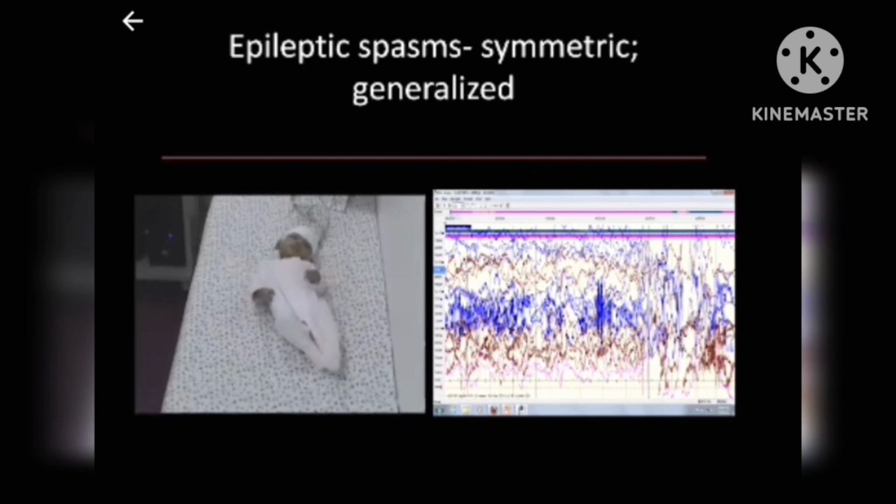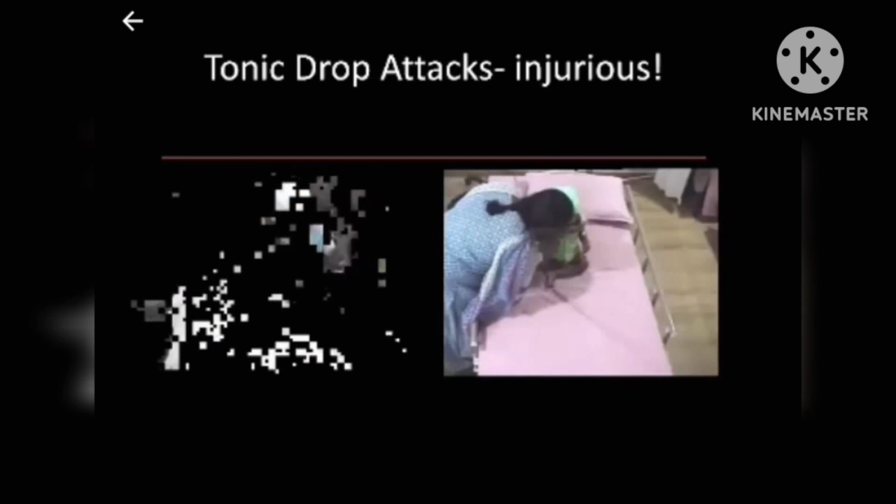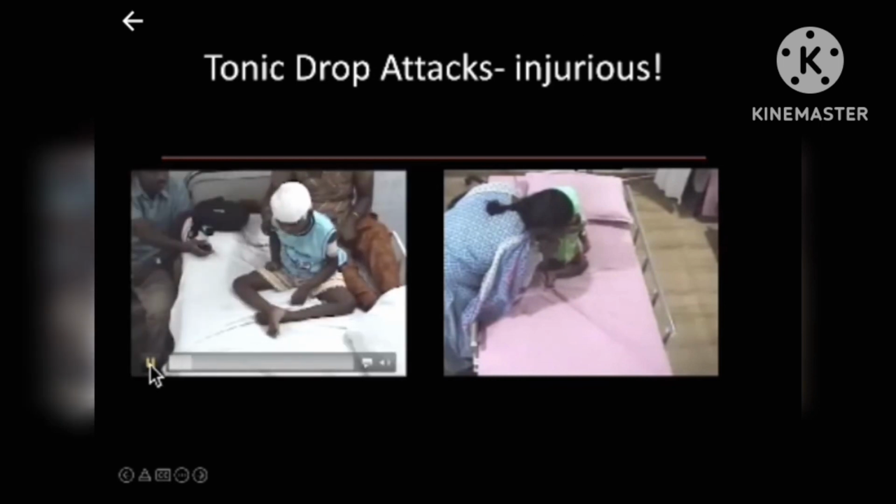This is called an infantile spasm. This is a spasm. It's a sudden bilateral arm abduction and flexion of the legs. So that's called an epileptic spasm. It's also a type of generalized epilepsy. And I'll show you some horrible, very injurious falls in a child.